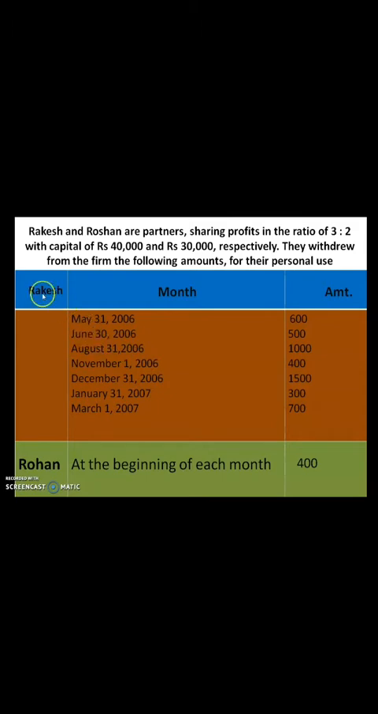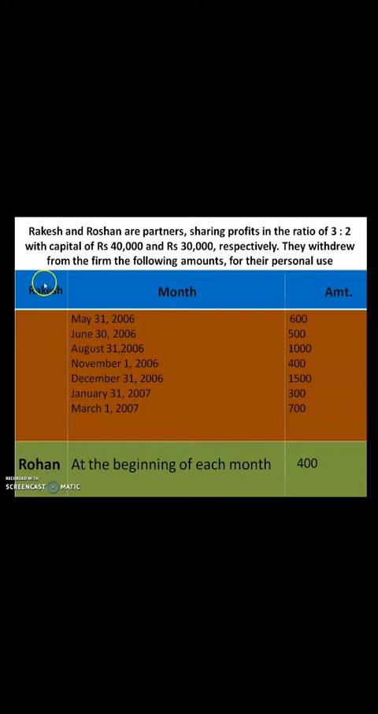Now let us do one problem so that you can understand the way of doing this. We are here doing this problem. Let us read this problem first of all, then we will discuss. Rakesh and Roshan are partners sharing profit in the ratio of 3:2 with capital of rupees 40,000 and rupees 30,000 respectively. They withdrew from the firm the following amount for their personal use. So personal use means drawing. So these are the two partners who are withdrawing some amount for their personal use.